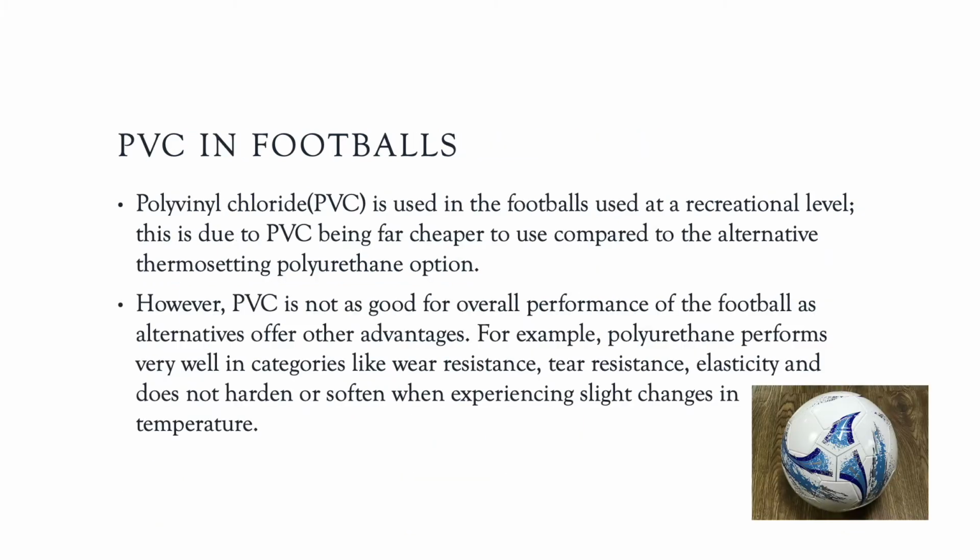Polyvinyl chloride, PVC, is used in the footballs used at a recreational level. This is due to PVC being far cheaper to use compared to the alternative thermosetting polyurethane option. However, PVC is not as good for overall performance of the football as alternatives offer other advantages. For example, polyurethane performs well in categories like wear resistance, tear resistance, elasticity, and does not harden or soften when experiencing slight changes in temperature.